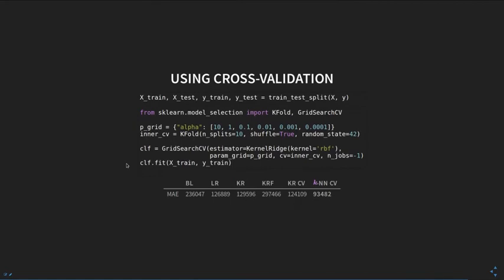So let's do it properly now. I'm going to do a few things. One of them is training this kernel ridge regressor using cross-validation. I'm also going to train a KNN regression model. So not classification, but a KNN regressor. But basically in the same fashion, where I just do a grid search.